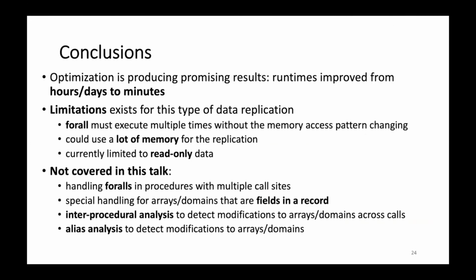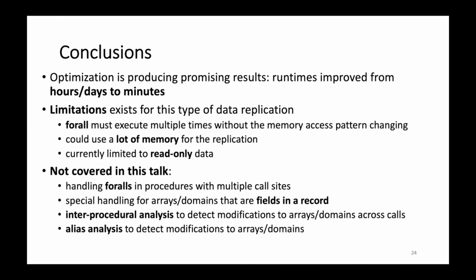So wrapping up, overall, the optimization is producing promising results. Not only are we seeing good speedups, but the actual raw runtimes are quite improved. We're talking about hours and days down to minutes. But there are limitations for this type of optimization, as well as replication itself. Because we're doing the inspector executor framework, we have to have this for-all loop executing in some sort of outer loop. This is not indicative of every type of irregular application, though it does cover more than a few.